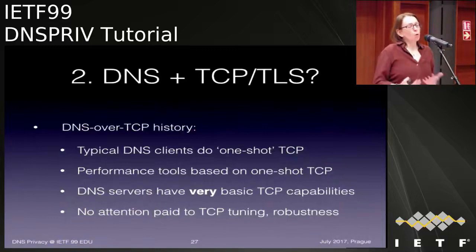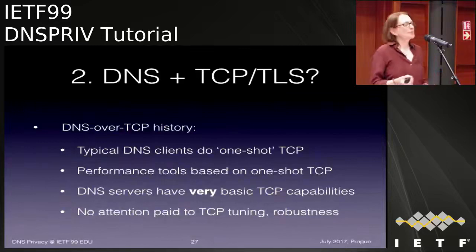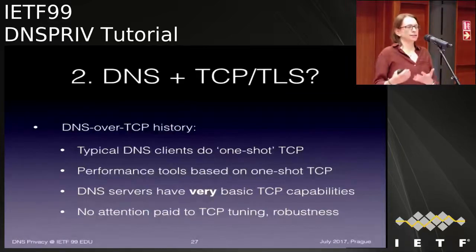There was a really poor perception of TCP as well, because all the performance tools that were used were based around this one-shot mechanism. So they made TCP inherently look at least an order of magnitude worse than UDP. DNS servers had really, really basic capabilities. They often were hard-coded to only have 20 connections and have like a 1-minute fixed timeout, and that was it. No other defense mechanisms in there. So it was very basic.